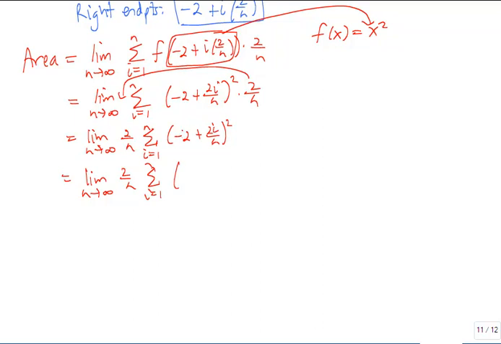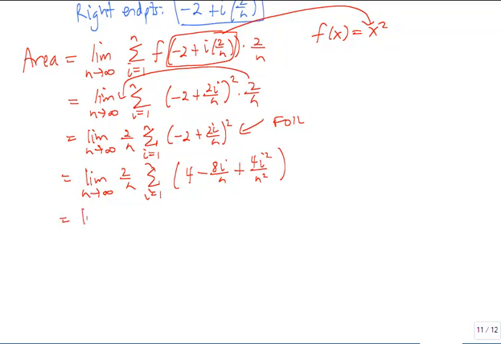And when I square this out, negative 2 squared is 4. In the middle, I'll get a negative 2 times a 2i over n, which is a minus 4i over n, but I'll get 2 of those, one for the inners, one for the outers. So we're going to get a minus 8i over n, plus this 2i over n squared, so 4i squared over n squared. So all I did there was FOIL that out.